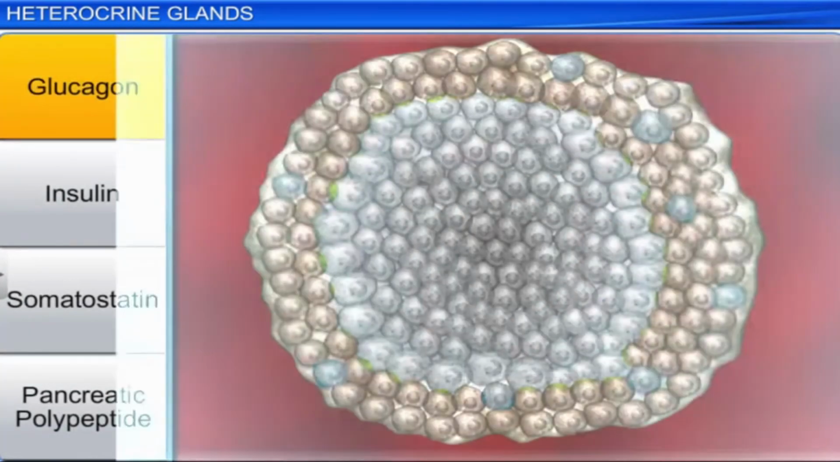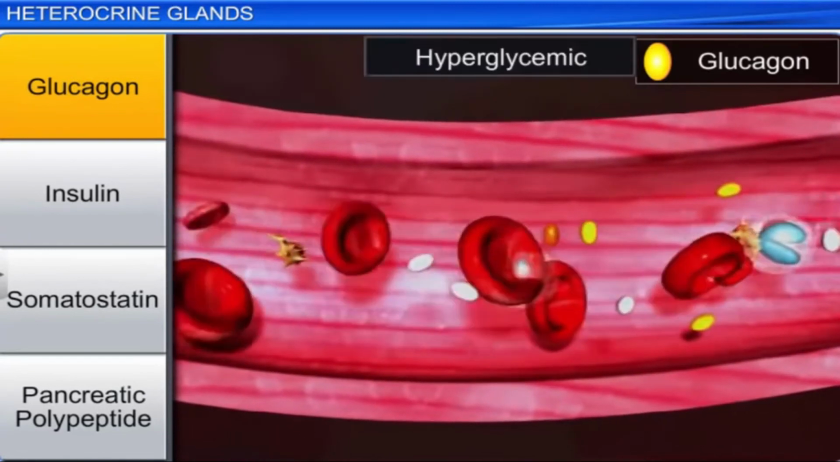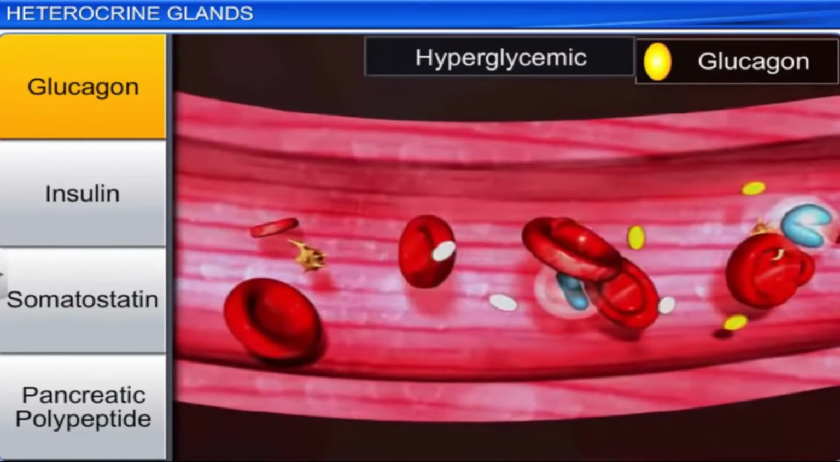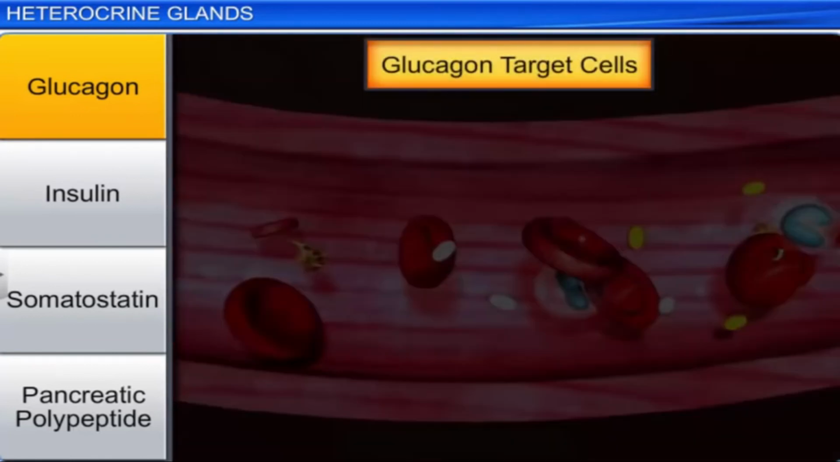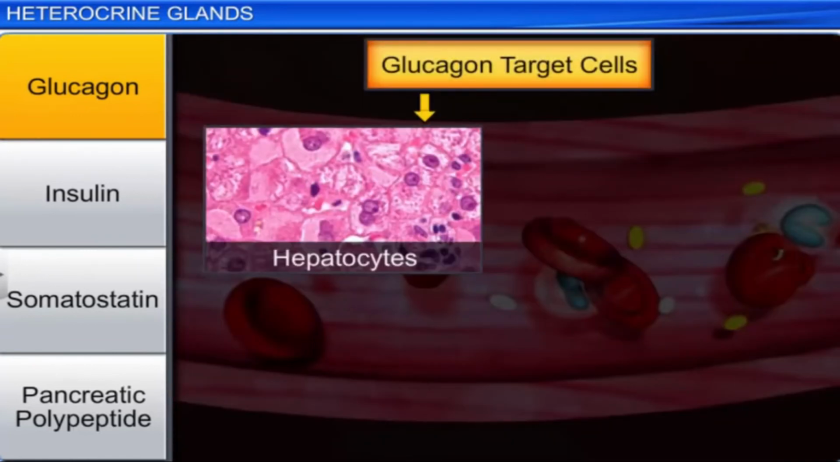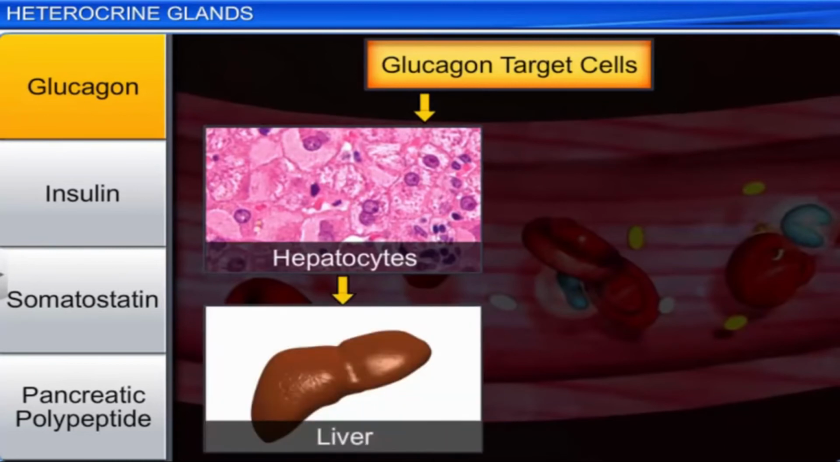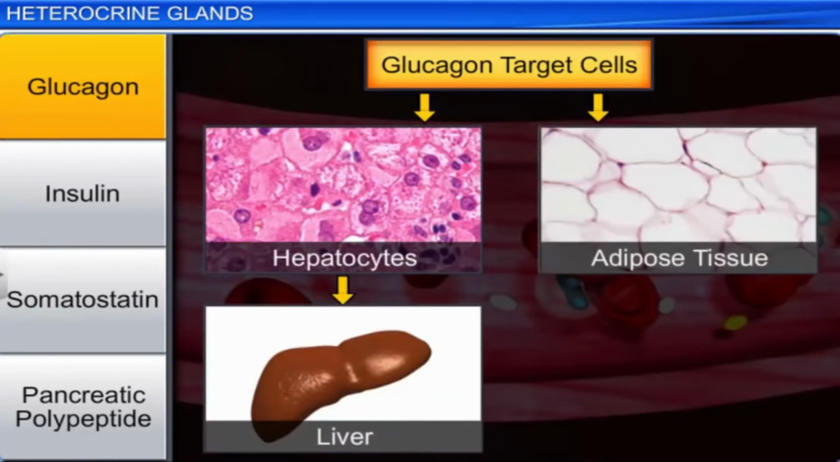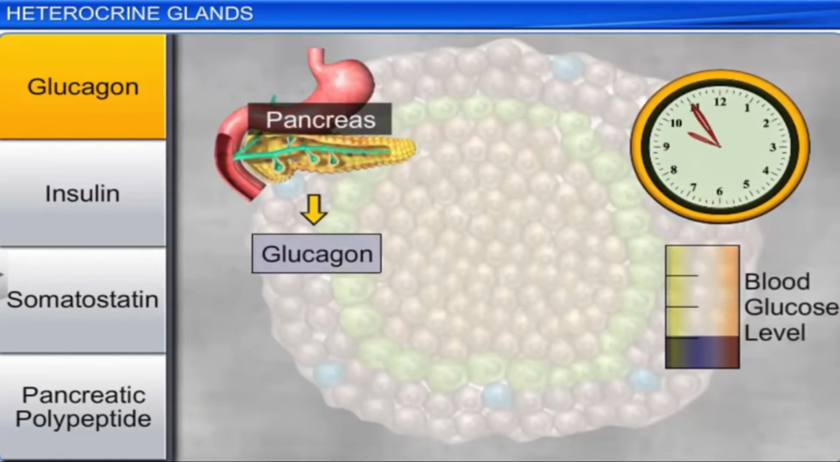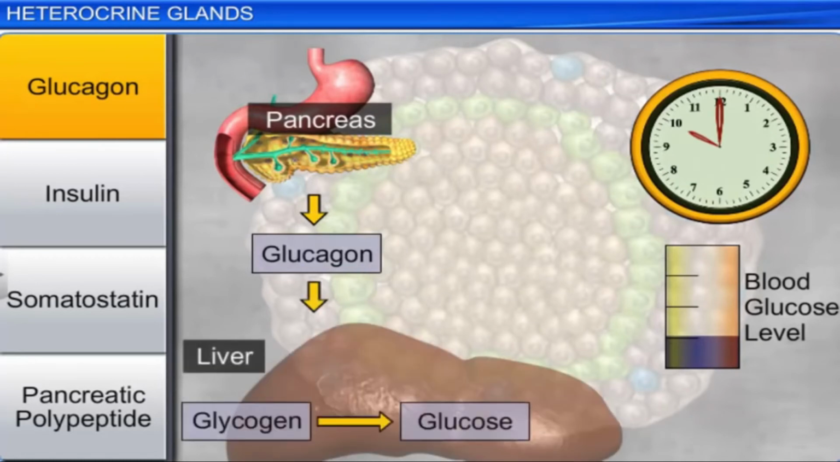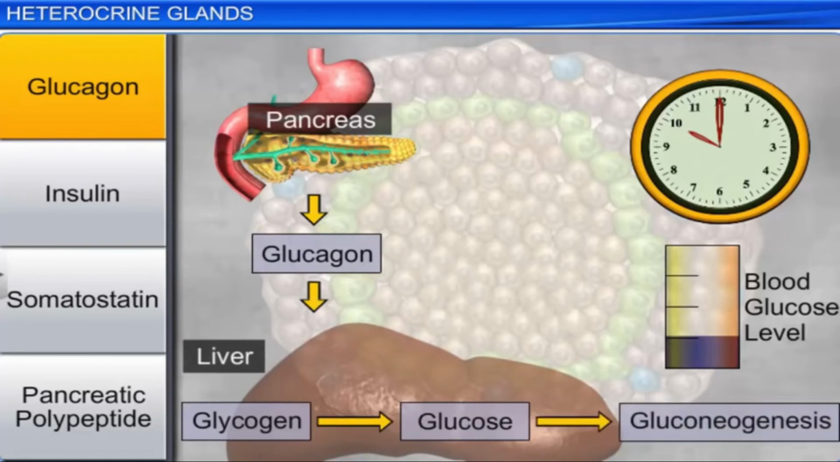Glucagon secreted by the alpha cells is a peptide hormone as well as a hyperglycemic or diabetogenic hormone. Its target organs are the hepatocytes, that is, the liver cells, and adipose tissue. The secretion of glucagon by the alpha cells is stimulated by low blood glucose levels. The glucose level in the blood is increased by glycogenolysis and gluconeogenesis, as well as by inhibiting the conversion of glucose into lactic acid.